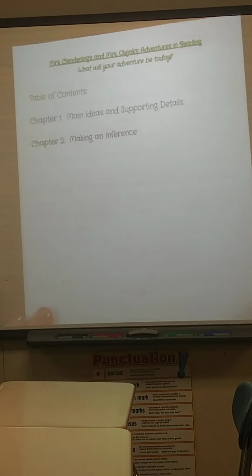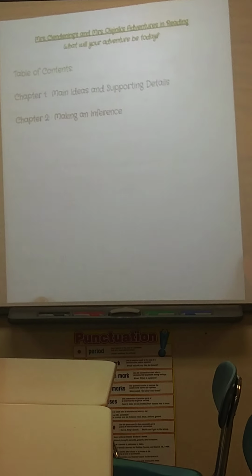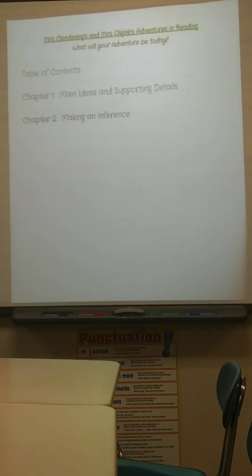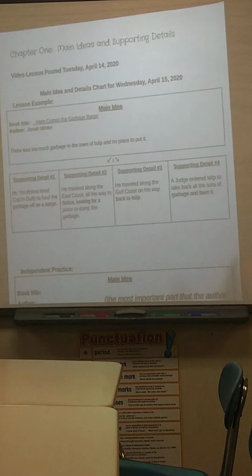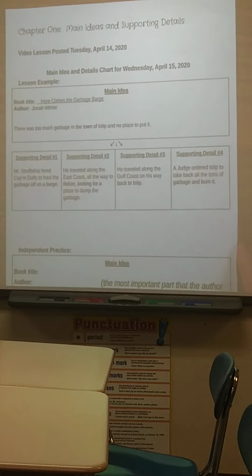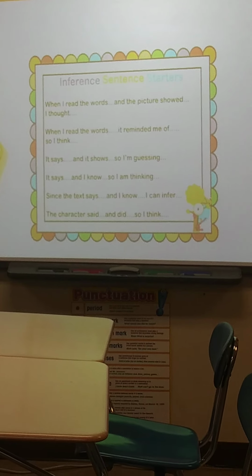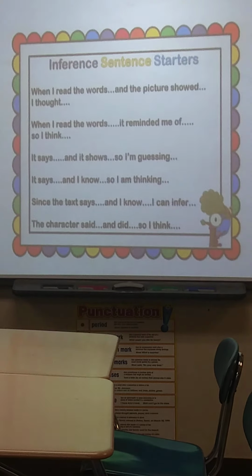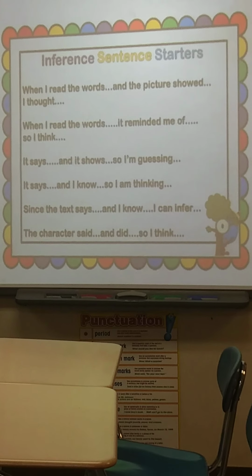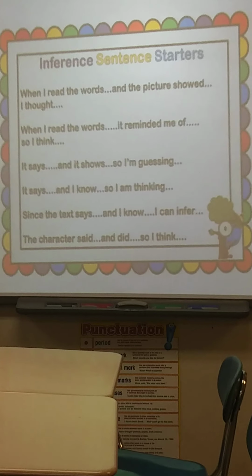Last week we had Chapter 1, Main Ideas and Supporting Details. Today is Chapter 2, Making an Inference. If you remember, Chapter 1 was all about main ideas and supporting details. Today we're going to move into Chapter 2, Making an Inference. Before we make an inference, we need to talk about what an inference is. If you remember, we've talked about inferences before.